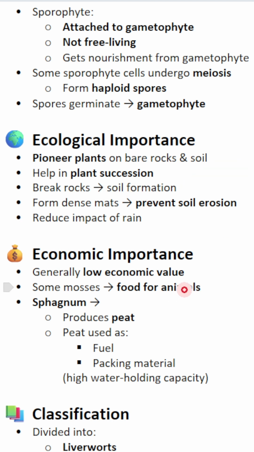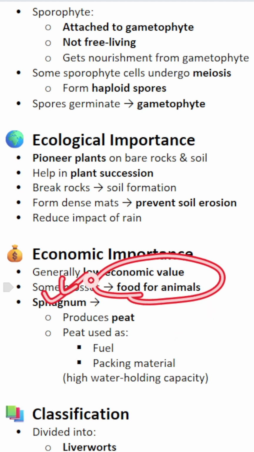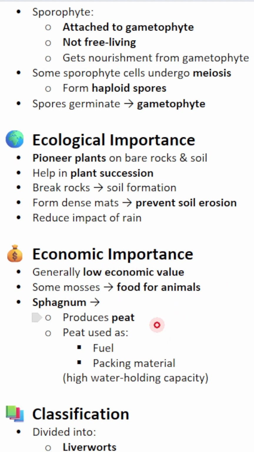And economic importance is very low because some are used for food for animals, but sphagnum has the most important economic use because sphagnum produces peat. It helps as fuel, and it helps in packing industrial materials because sphagnum has a high water holding capacity. So these are certain economic importance.